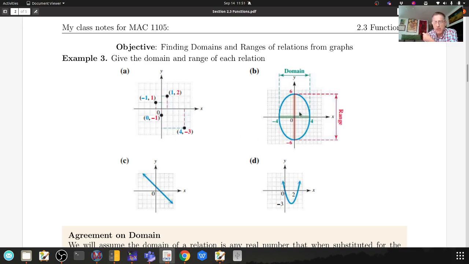What about over here? There's all kinds of vertical lines I can draw that are going to intercept this graph twice. So this is not a function. So A is a function. B is not a function. Drawing vertical lines here, no matter where I draw them, it's not going to intercept this slanted straight line more than once. So this is a function. And over here, no matter where I draw my vertical line, it's not going to intercept the graph more than once. So this is also a function.